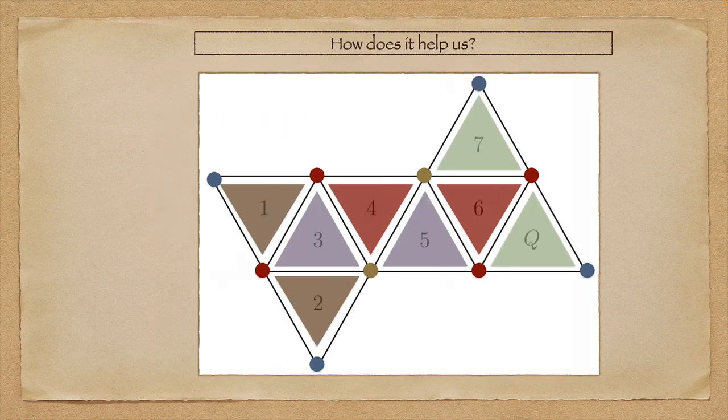Let's take another one. I've already marked all the colors. Can you figure out what's similar between similarly colored triangles? Like what's similar between 3 and 5, between 4 and 6, 7 and Q, 1 and 2? And the answer is adjacency, which means 1 and 2 can never be adjacent to each other.